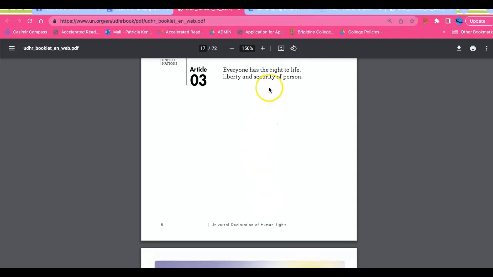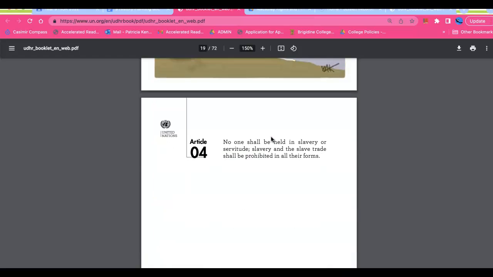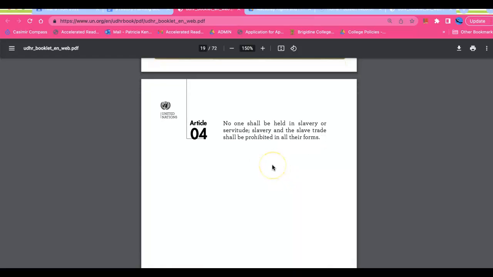Everyone has the right to life, liberty, and security of person. No one shall be held in slavery or servitude. Slavery and the slave trade shall be prohibited in all their forms. That one's an interesting one because Aboriginal people were held in slavery of sorts.